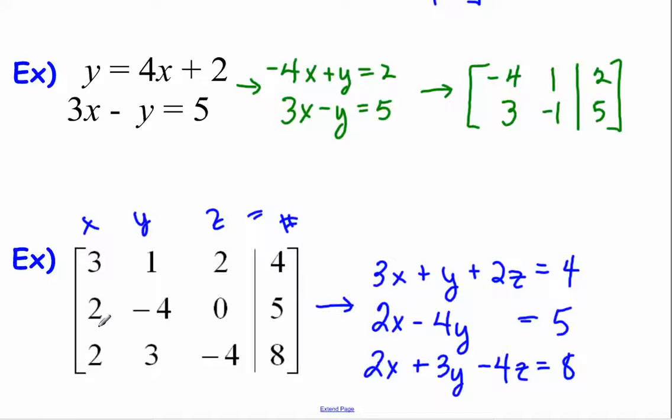Now come down to the second row, that's going to be 2x minus 4y, and there are no z's, there's a 0 there, so we just leave that part blank, equals 5. And then the last one, the 2x plus 3y minus 4z is going to equal 8.